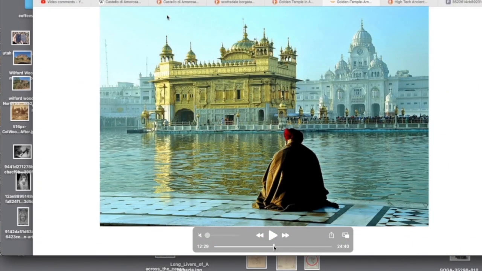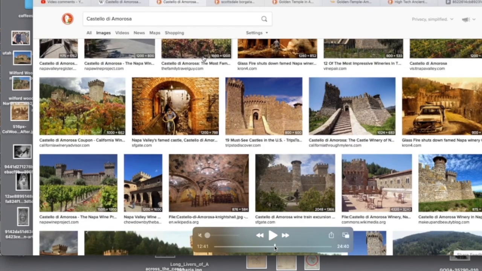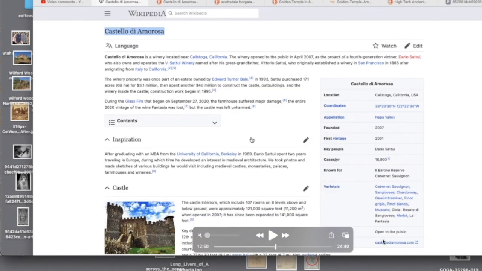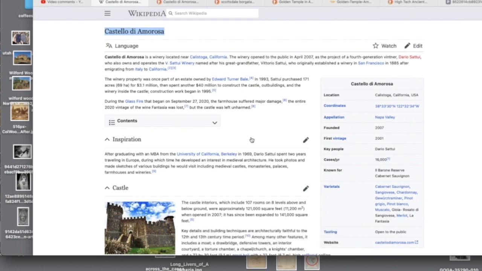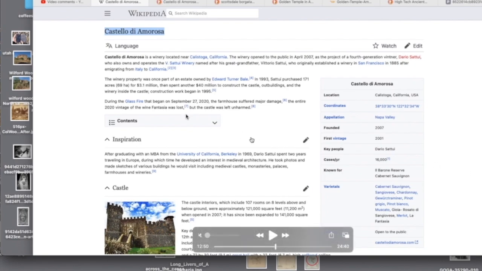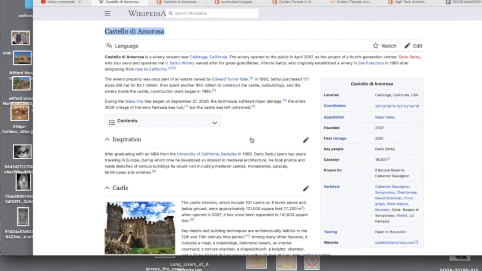And next, somebody shared this beautiful castle in the Napa Valley. We're told this is a vineyard and winery that was open to the public in 2007. We're told construction began as recently as 1995. The property suffered a fire. It was called the Glass Fire. I'll show you a picture of that. But the castle was left unharmed.